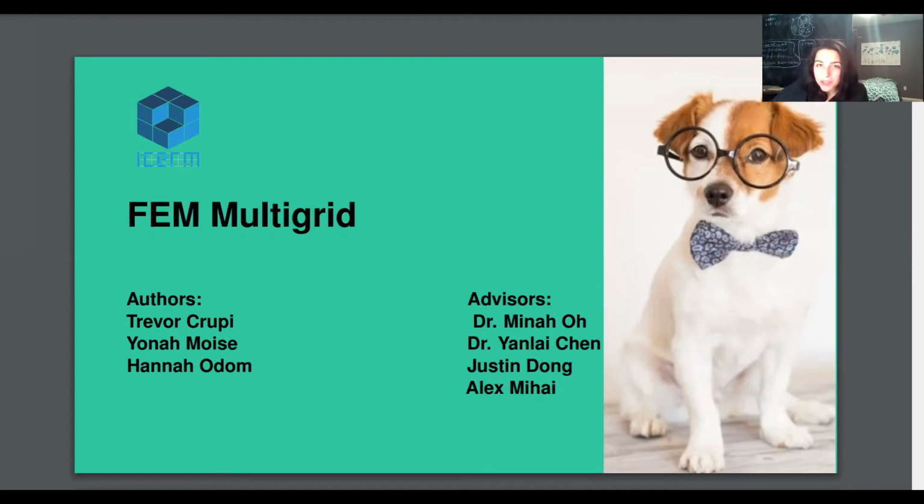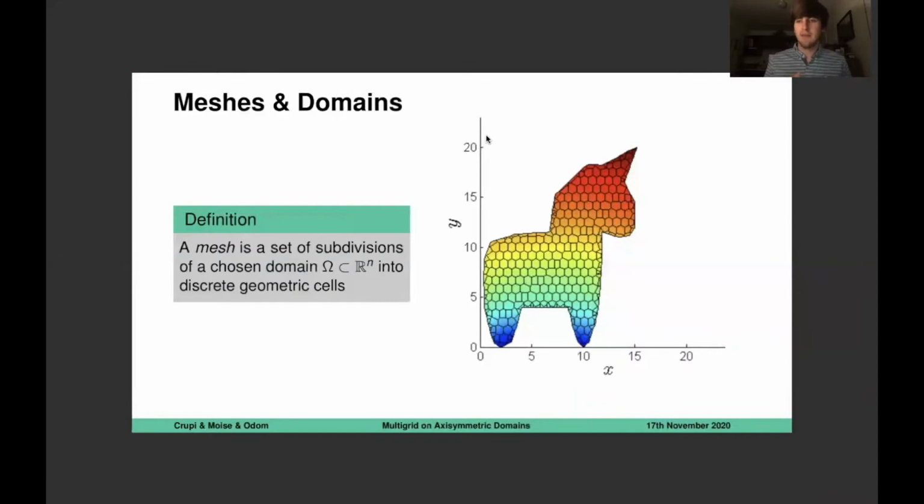So before we jump straight into our research, I'm going to pass things off to Trevor to give a little bit of background on finite element methods and how finite element methods give us these really large matrix systems. So here's Trevor. So finite element methods are just a method of approximating solutions to differential equations.